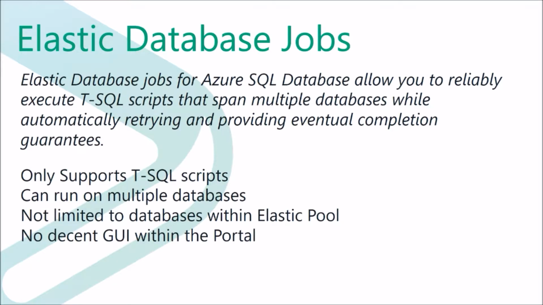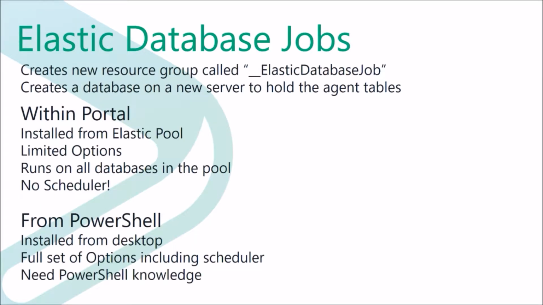The bad news is that the options within the portal are very, very limited. The good news is we can install and run Elastic Database Jobs using PowerShell from your desktop. When you install Elastic Jobs, Azure will create a new resource group called _Elastic Database Job. It will create a new SQL Server, a SQL database, service bus, storage account, and cloud service in the same data center as the Elastic pool, and these will be assigned the same random name. The SQL database is a series of tables that Azure uses to manage the jobs and schedules.